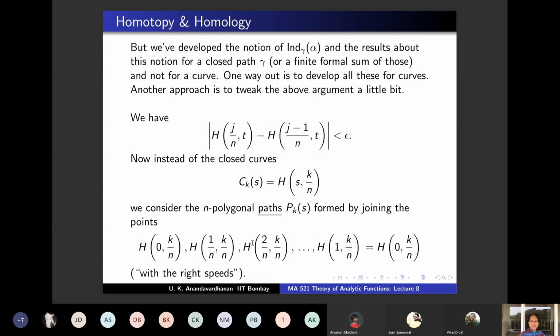So if you subtract, because of this condition, the distance between these 2 points itself is less than epsilon, and if you have a point in between, you will get that distance also to be less than epsilon. Is that clear?